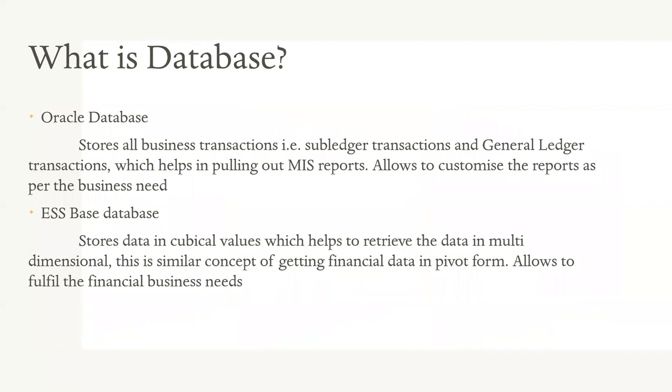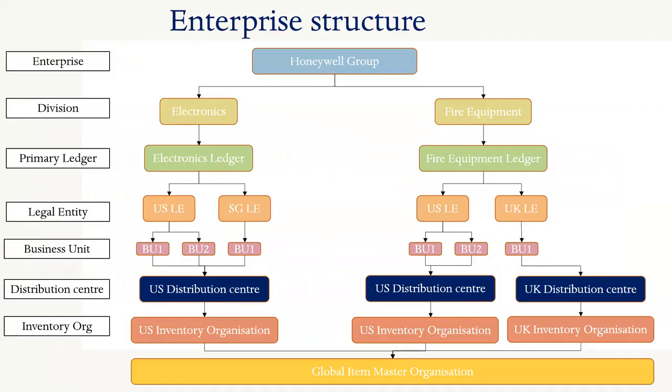Okay, got it. So I just explained what it is. Now this is the enterprise structure. How is it different from R12? If you see the entire structure, I have just taken Honeywell Group as an example. Honeywell Group is an enterprise. And if you see division, we will not see this division in R12. So this is a new concept here in the Fusion application.